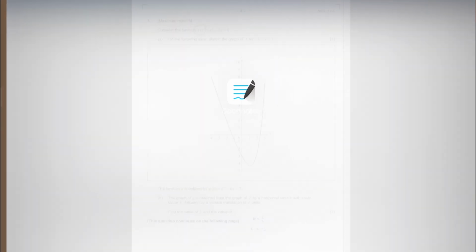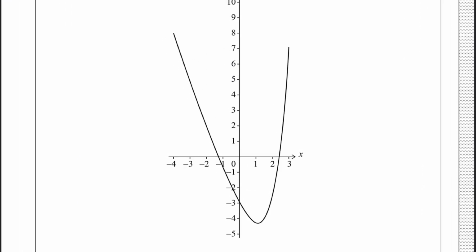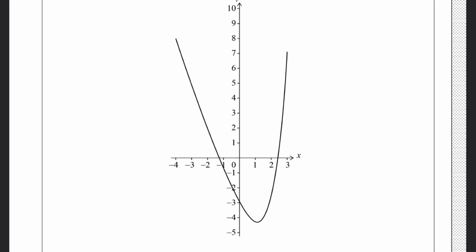I have already drawn my graph here, and I'm going to point out a few things that you need to be aware of when you sketch a graph for a question like this. The first thing you need to remember is that if there are roots, always identify the correct roots. This is 1 point.